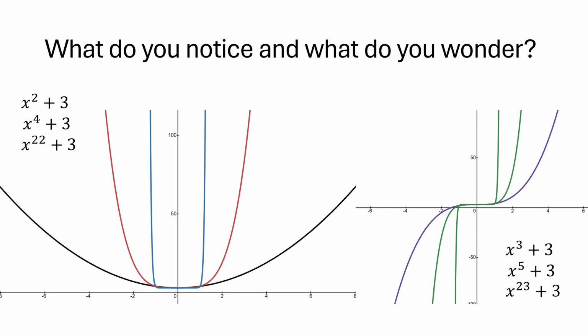So this picture has all of the functions layered on each other, and I grouped them the same. I wanted to see, what do you notice and what do you wonder about the functions and their graphs? There's a reason why I grouped them the way that I did. So if my degree is even, if that biggest exponent is even, I make a quadratic graph. If it's odd, I make a cubic.